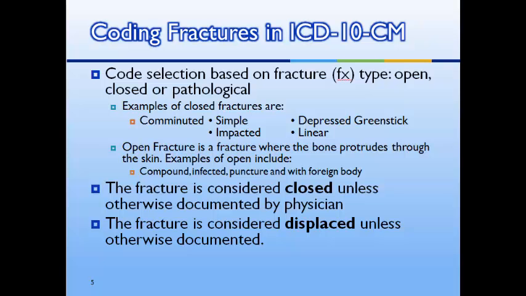When we code fractures in ICD-10, the same definitions hold true for the types of fractures such as open, closed, and pathological. There are some examples of closed fractures such as simple, impacted, and open fractures which are sometimes referred to as compound. And the fracture is considered closed unless otherwise documented by the physician. A new concept is displaced versus non-displaced fractures. In a displaced fracture, not only is the bone broken, but it is also misaligned due to the fracture. So it's important to remember that the fracture is considered displaced unless otherwise documented.